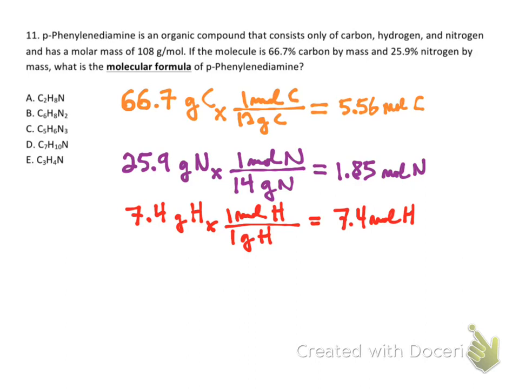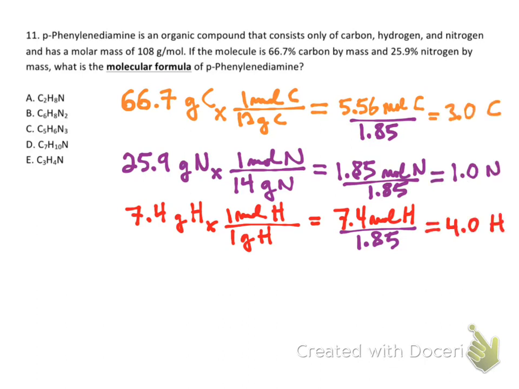Cool. So now in order to make these numbers a little bit more user-friendly, we're going to divide by the smallest value. This will give us at least one whole number coefficient we can work with. The nitrogen is the smallest, it's 1.85. And when we do, we'll end up getting a ratio of 3 carbons to 1 nitrogen to 4 hydrogens. So this is our empirical formula.